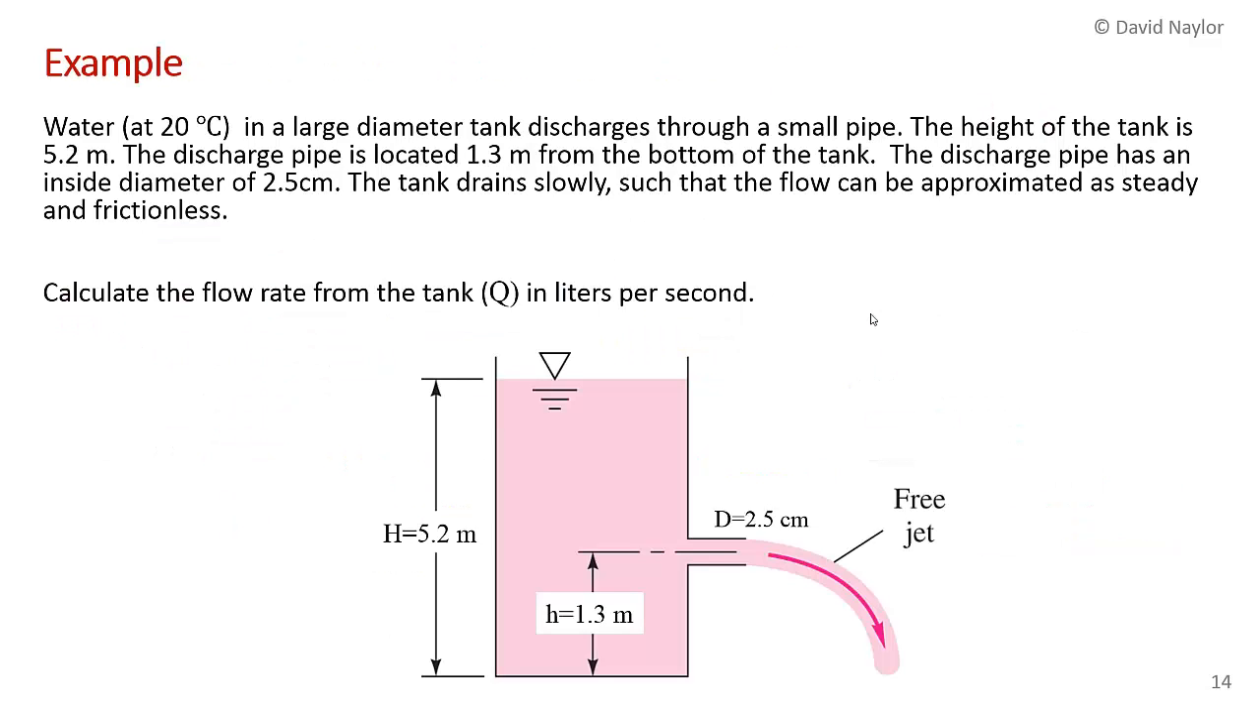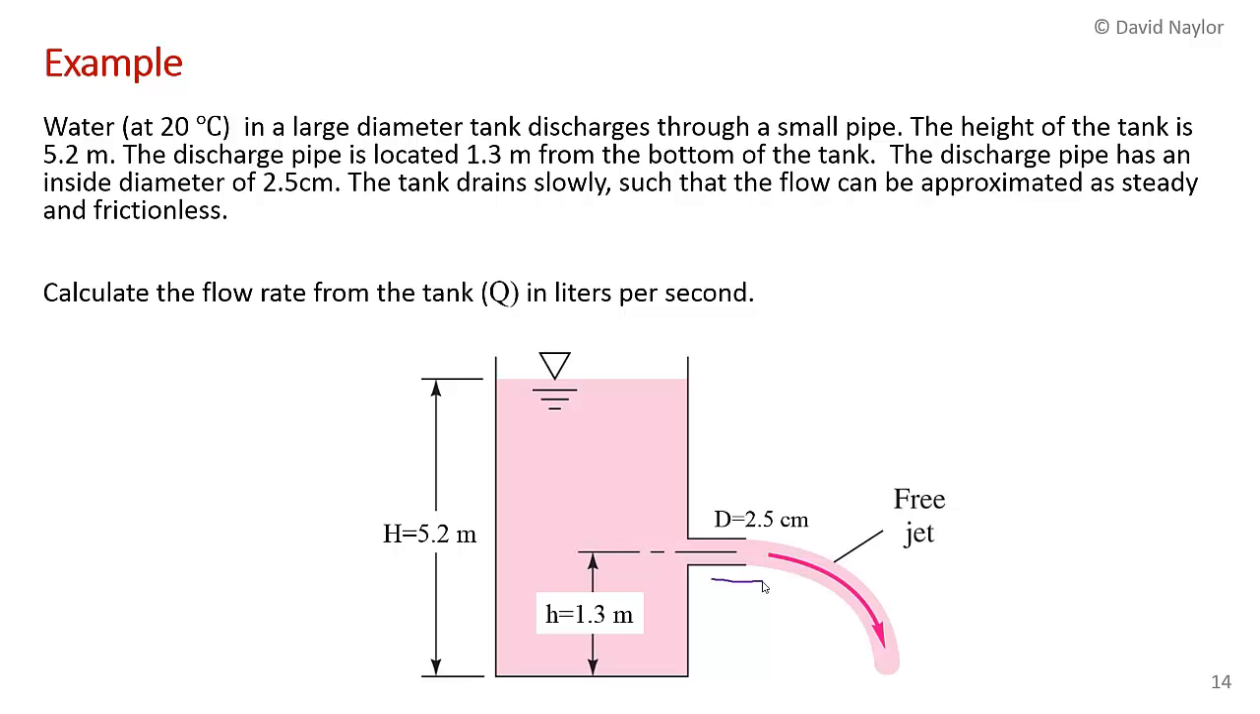So let's apply Bernoulli's equation to a simple example. This is a very simple example. I'm going to do some more complex examples in subsequent videos. And we're going to talk a lot about the application of Bernoulli's equation to the measurement of flow. And you'll see that in the lab as well. So the example here is water at 20 degrees C in a large diameter tank discharges through a small pipe. And you can see the pipe in the side of the tank here.